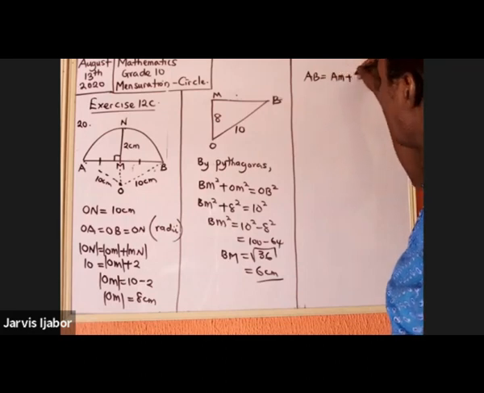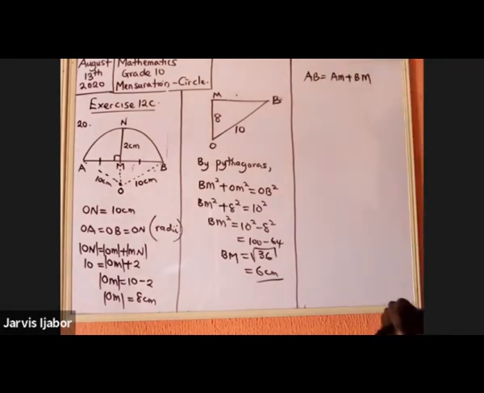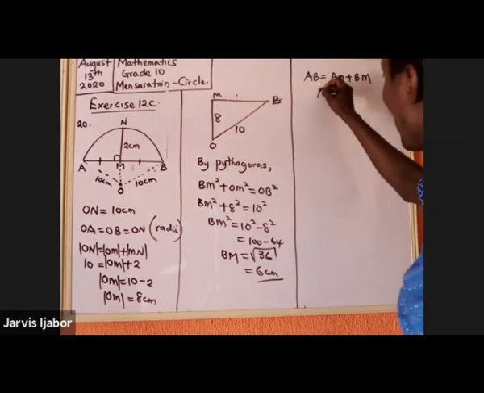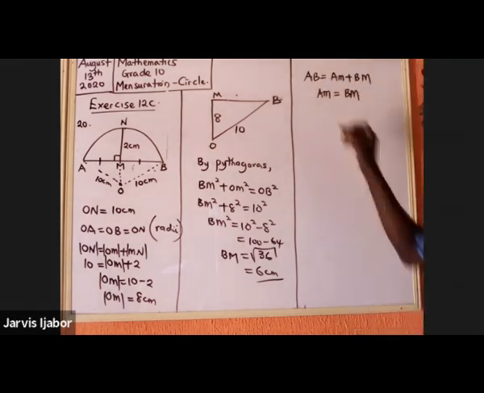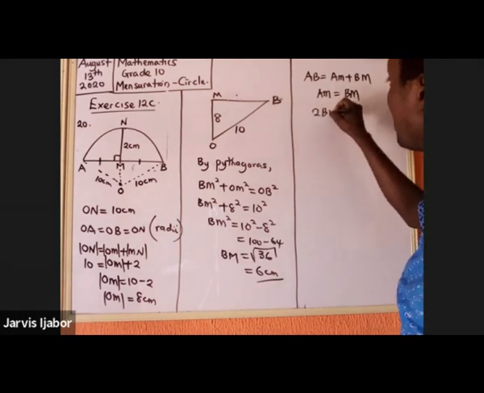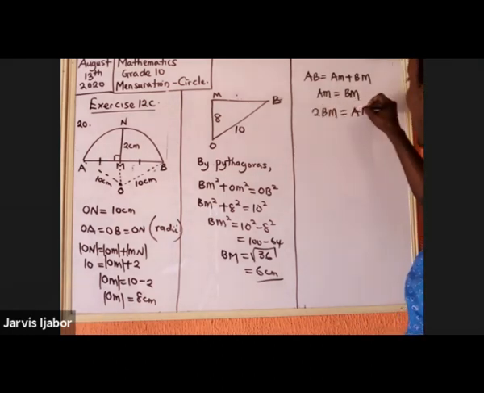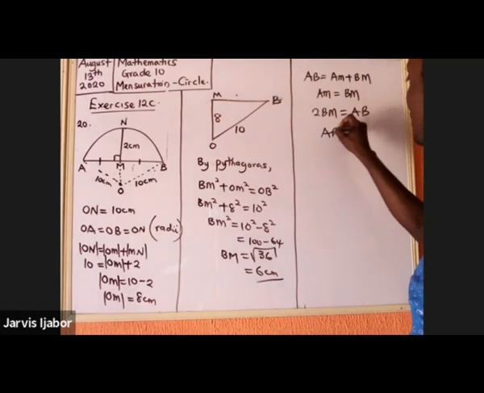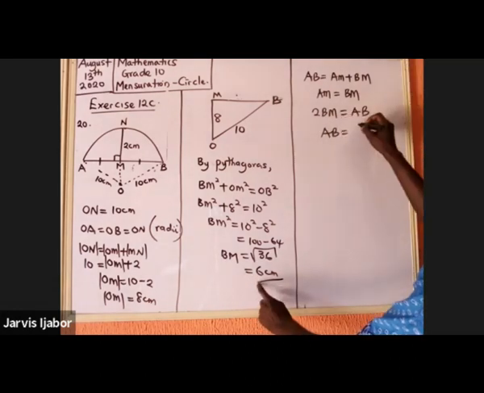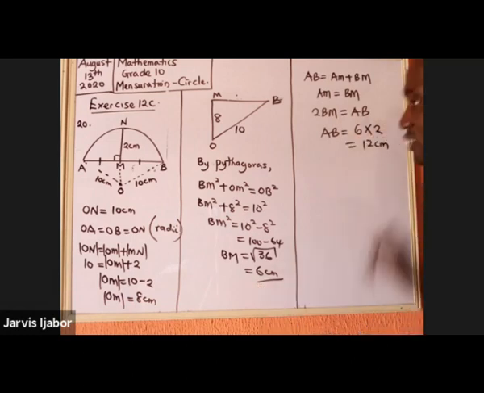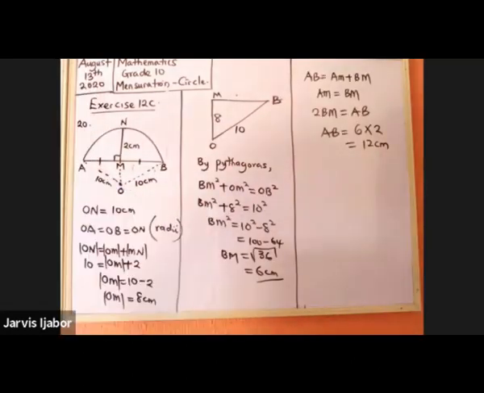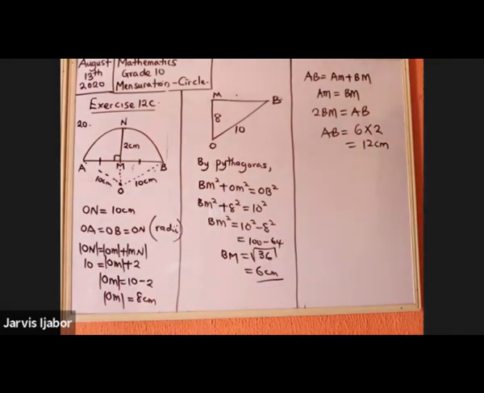So it means that BM is 6 cm. But according to the narration we have in this question, AB is equal to AM plus BM. And also AM is equal to BM. So it means that 2BM will now be equal to AB. So what is AB? AB will now be 2 times 6. And that will give me 12 cm. So with that, we have been able to get the length of AB. But that's not where the question ends.